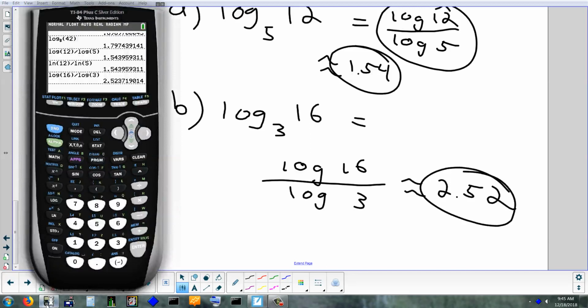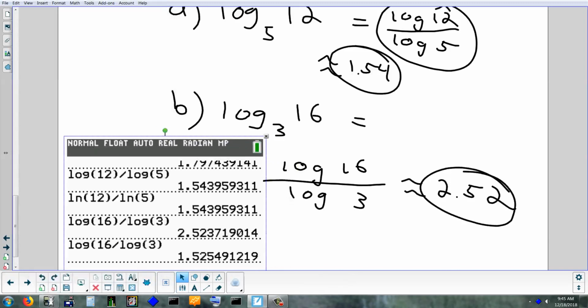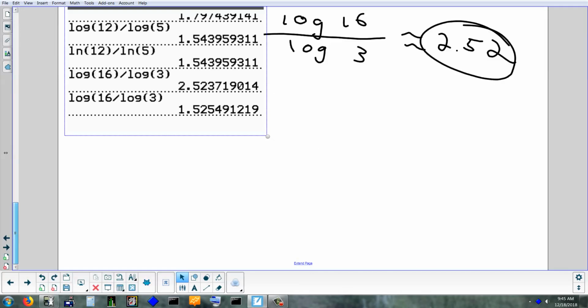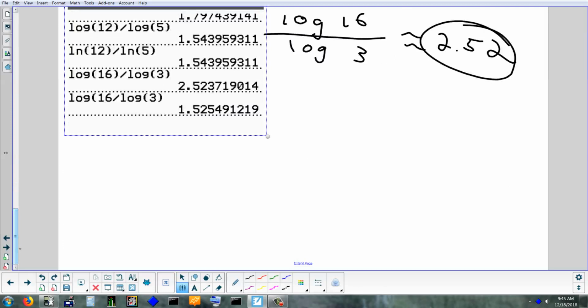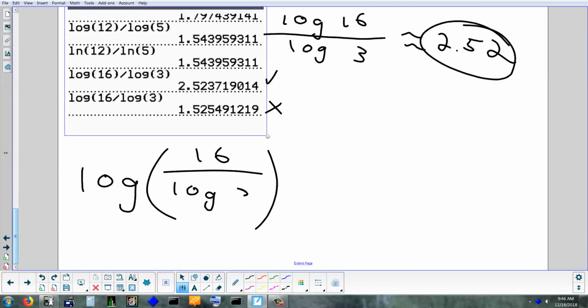What's happening when I do this? Log 16 divided by log 3. I get a different answer. How come? You're doing 16 divided by log 3 and taking a log of that. This is correct. That's wrong. That bottom one is doing the log of 16 divided by the log of 3. It's like you've got a log inside a log. No. You want to do it the top way.